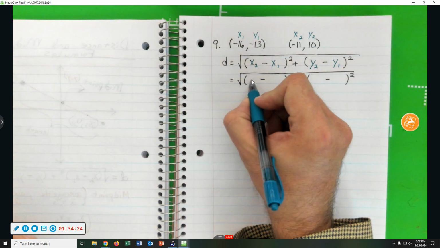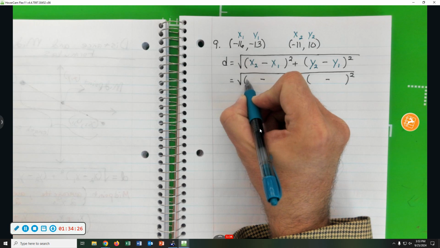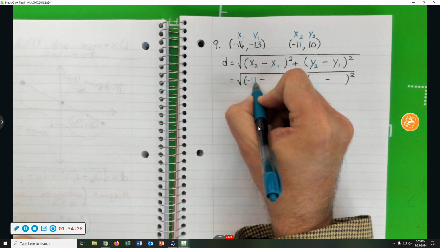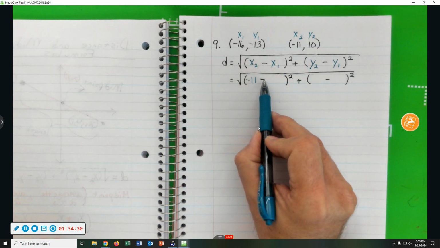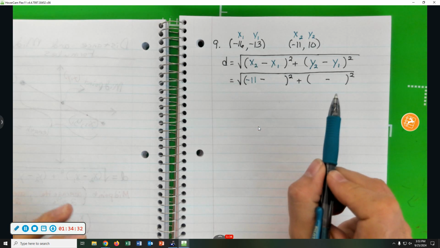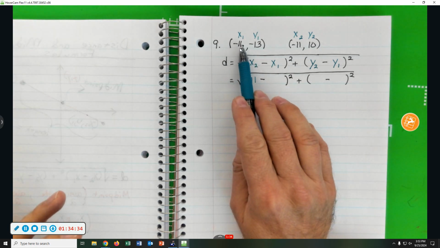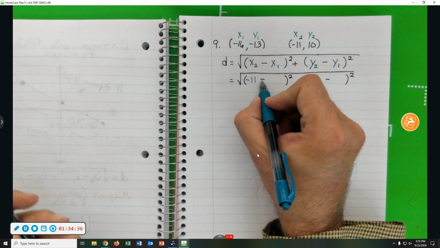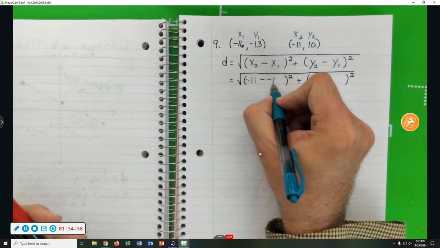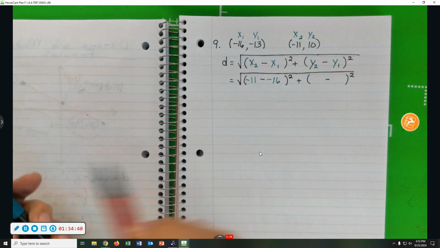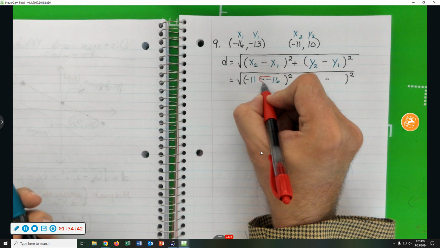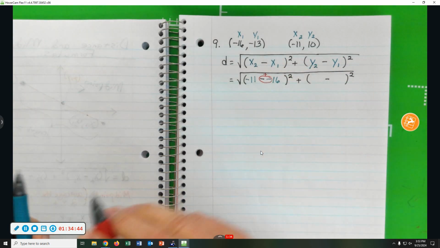But what am I going to put right here? -11. Then we have the minus from the formula, and we're about to get a negative 16. What's going to happen? This minus a negative? Yeah, that's going to be a positive. I'll put a plus right there.